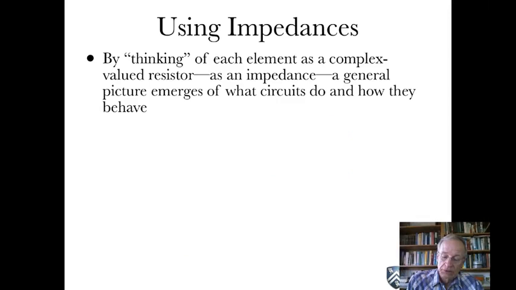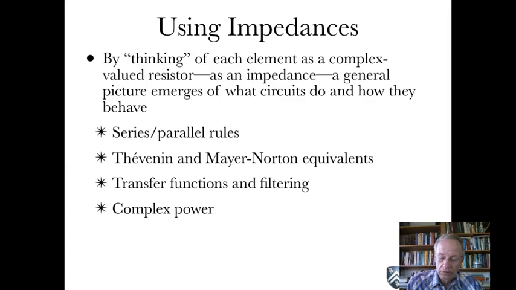Okay, so in summary, by thinking of each element as a complex valued resistor, what we've called an impedance, we get a general picture of what circuits do and how they behave. To solve those circuits, we can use the series and parallel rules, voltage divider, current divider. We can use the equivalent circuits. We can talk about transfer functions and filters. These are going to be very important concepts coming up. Transfer functions are going to occur all the time. Filtering, thinking about transfer functions is what categorizes them according to what kind of filter they are. You have to plot the transfer function and see how it works out.